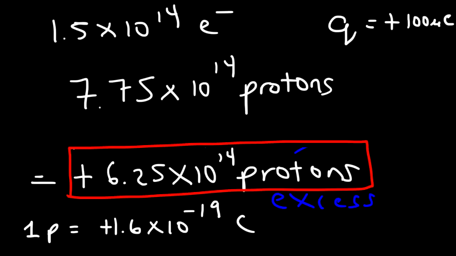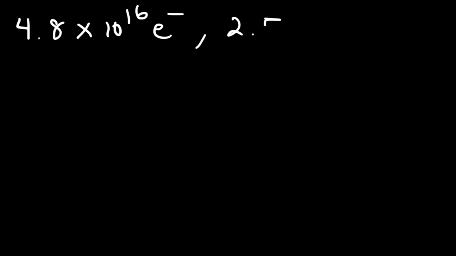And so that's how many protons would actually be present in that object, given this charge. So that's how you could find the answer. Now let's say you have an object with 4.8 times 10 to the 16 electrons, and it has, let's say, 2.5 times 10 to the 16 protons. So what is the net charge in this object? What would you do to find the answer?